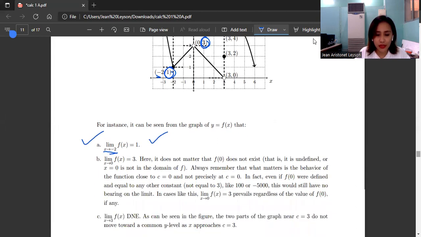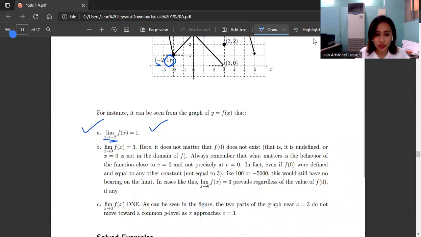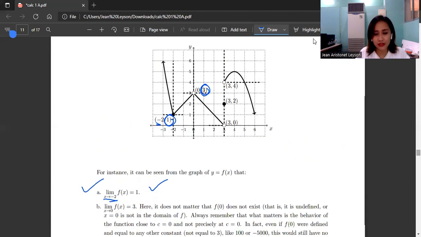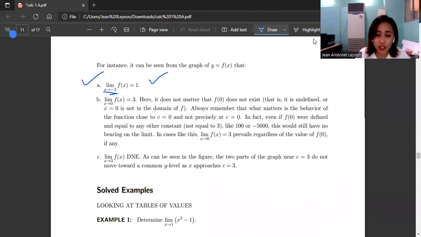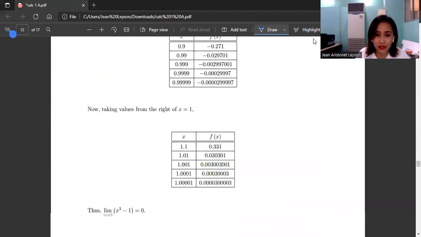Now for the third one, the limit of the function as x approaches 3 does not exist. Why? As x approaches 3 from the left, the limit is 0. From the right, the limit is 4. So we have different limits. Therefore, the limit does not exist.